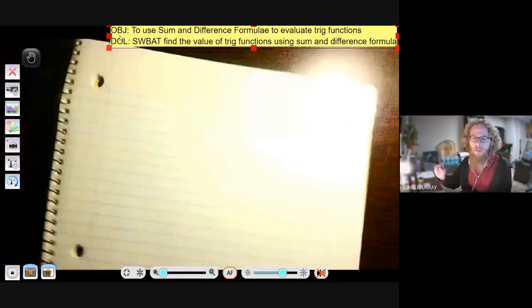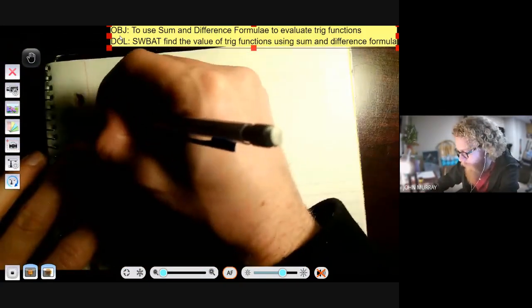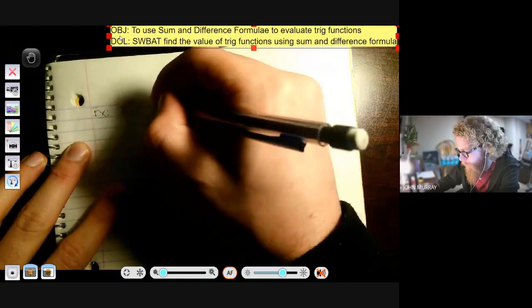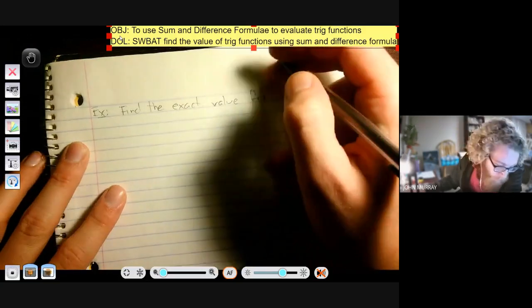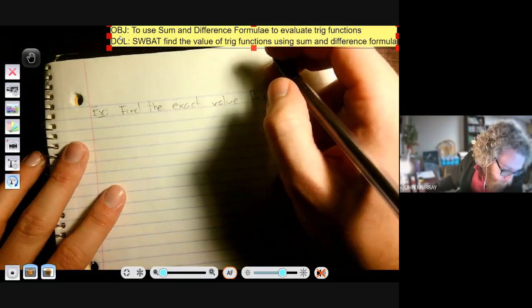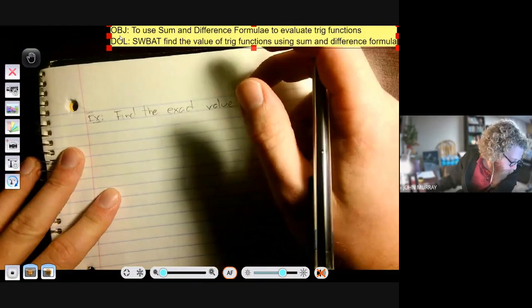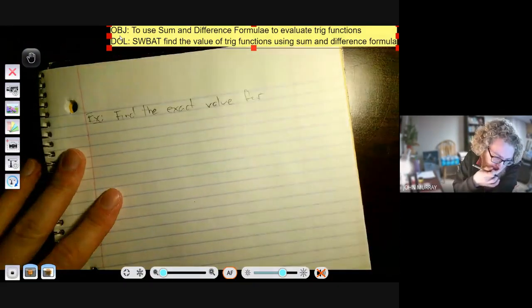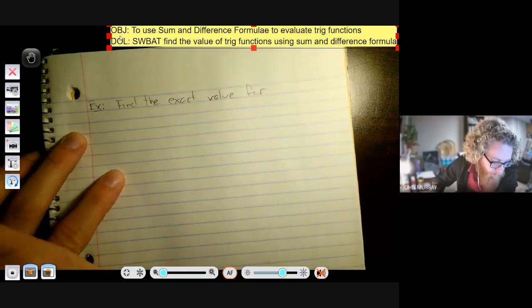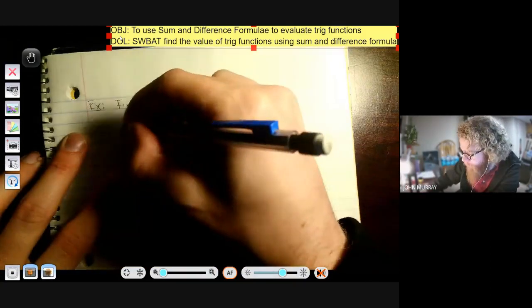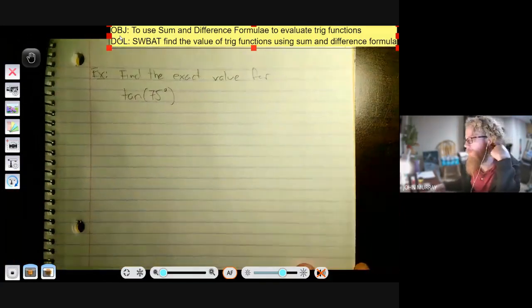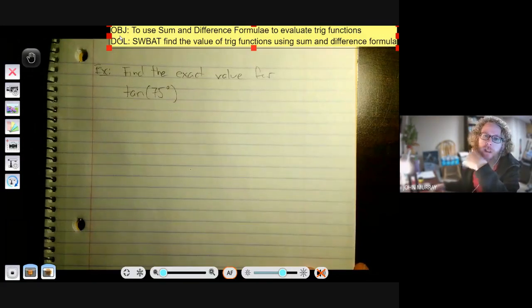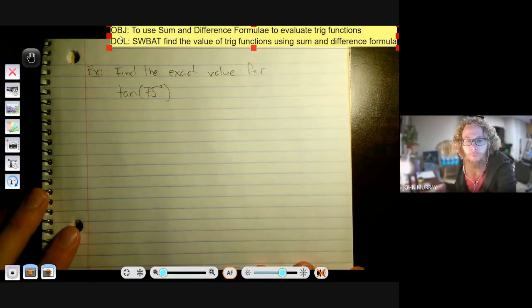All right, let's take a look at an example with degrees. What do I want to do? Let's do a tangent one. I want to find the exact value for the tangent of 75 degrees.